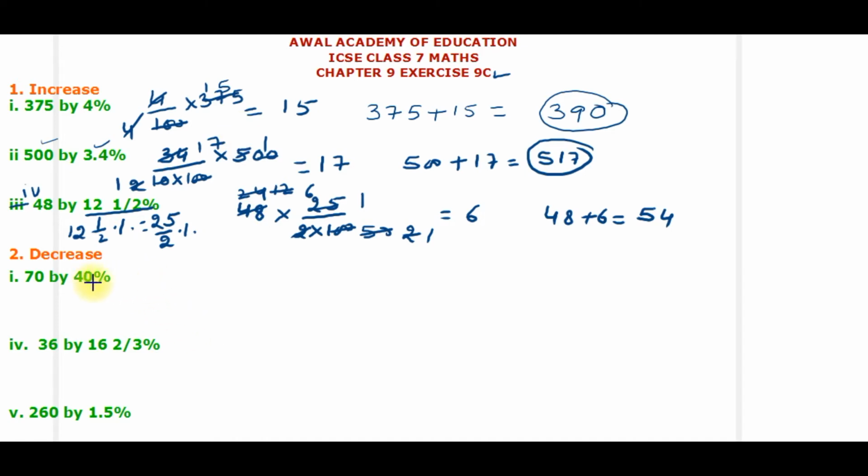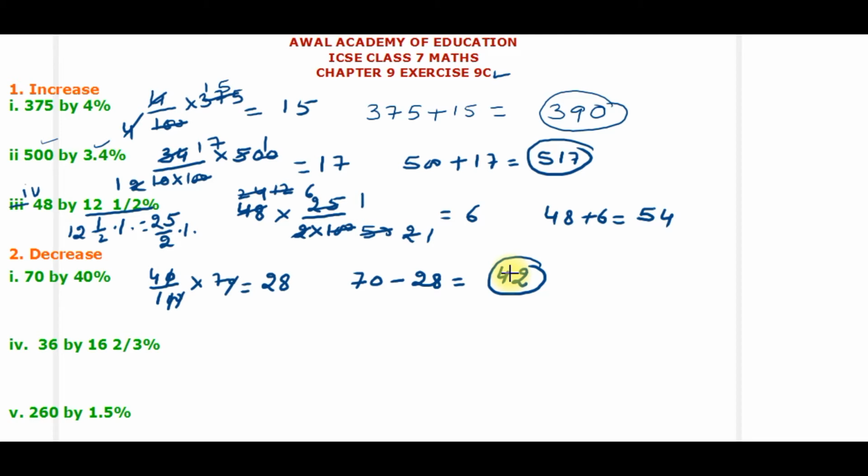Now in a similar way we have to decrease. First we will find out 40% of 70. For that, 40 upon 100 multiplied by 70. This cancels, this cancels, and it comes out to be 28. The number after decreasing would become 70 minus 28, which is 42. So our answer would be 42 after the decrease, right?